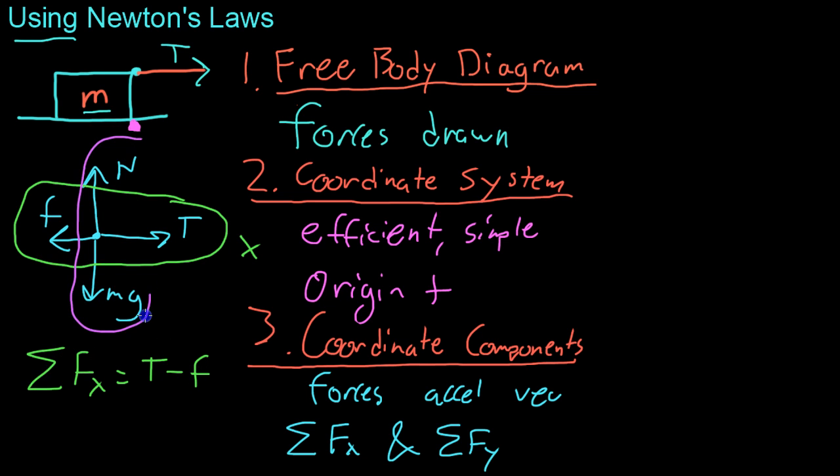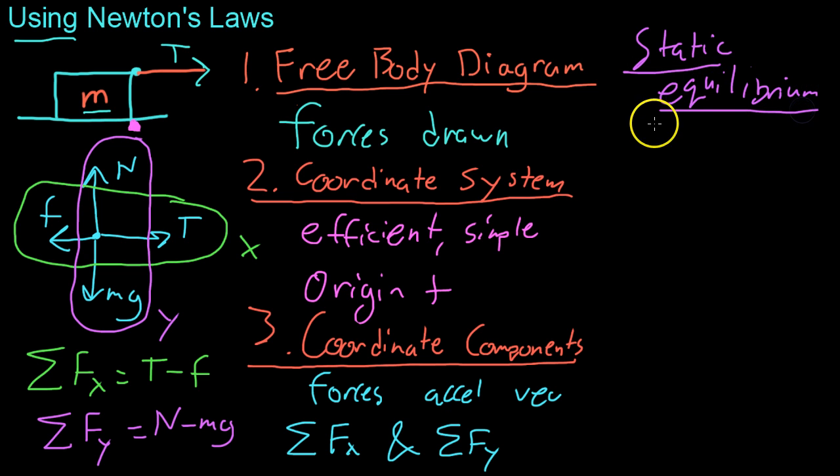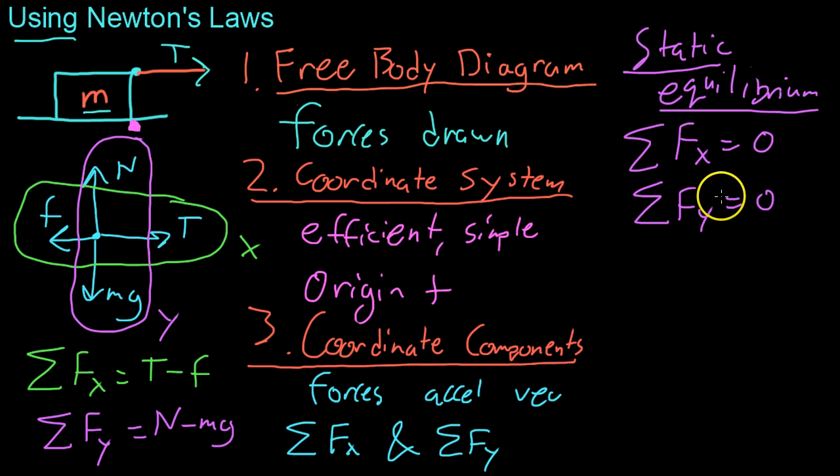Oppositely, the normal and weight forces act in the y direction. So you would write the sum of the forces in the y direction is the normal force minus the weight. Now, just as some miscellaneous notes, something is said to be in static equilibrium, that is the sum of the forces acting on it are 0, only if both the sum of the forces in the x direction is 0 and the sum of the forces in the y direction are 0.